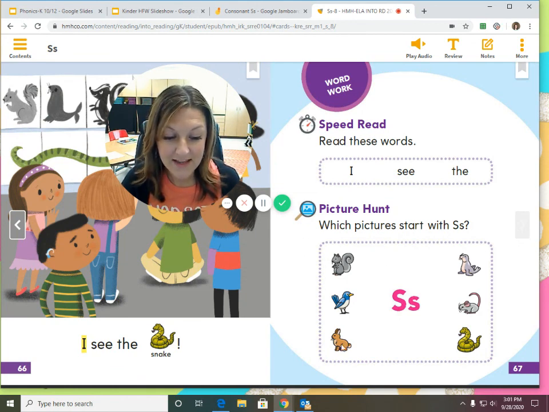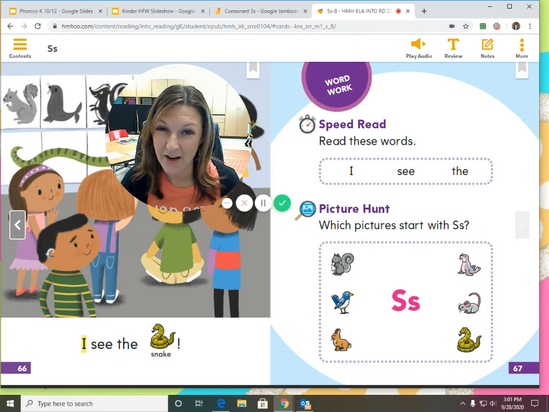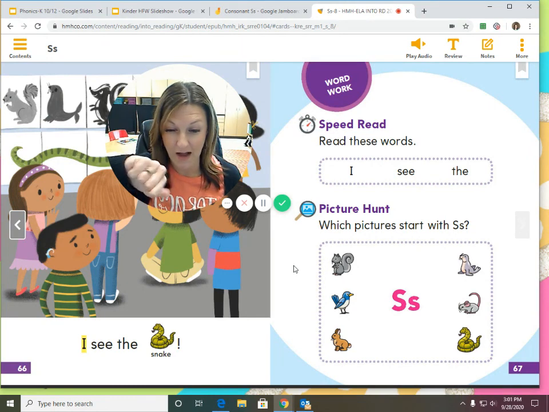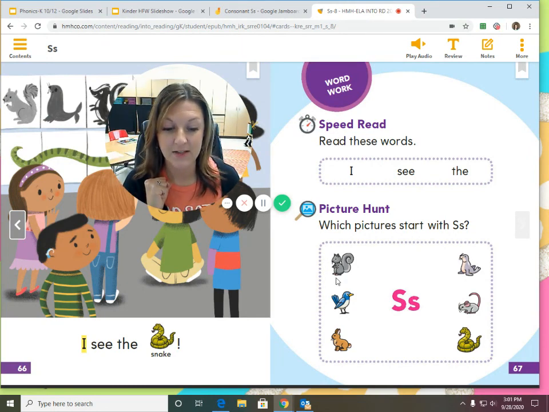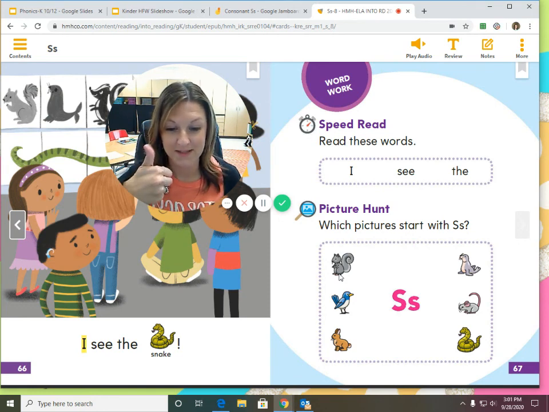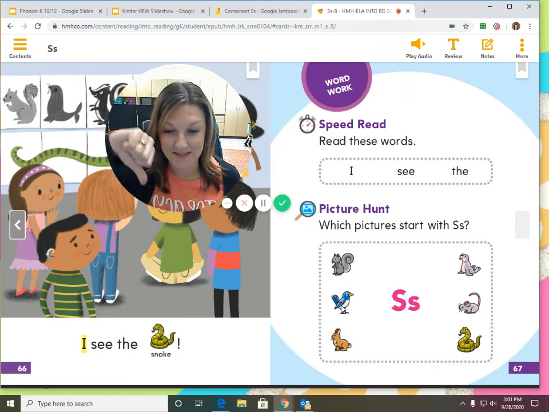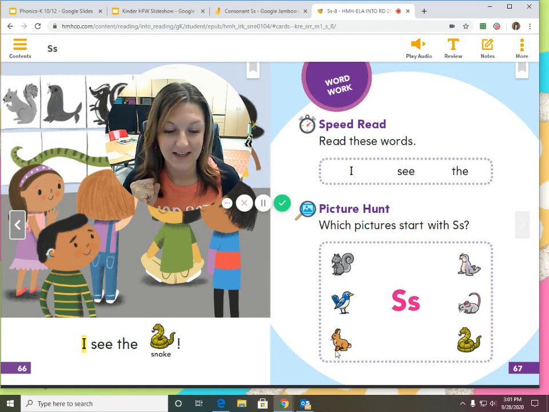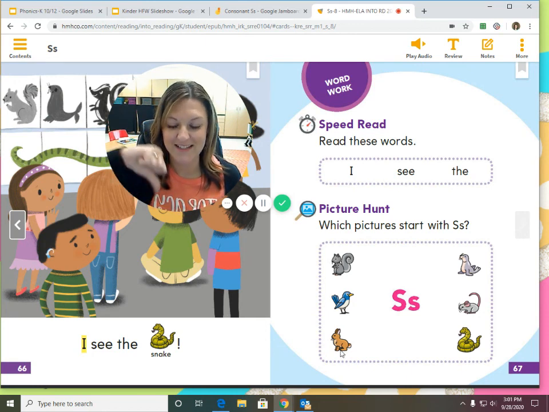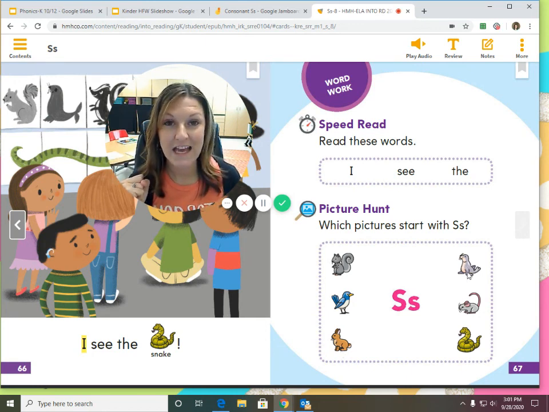And all of these pictures down here of these animals are going to be some with the letter S and some with a different beginning letter. So let's think thumbs up or thumbs down if they have that S sound at the beginning. So squirrel. Do you hear an S at the beginning of squirrel? Thumbs up. Bird. Thumbs down. I hear B, not S. What about rabbit? Thumbs down. I hear not S.